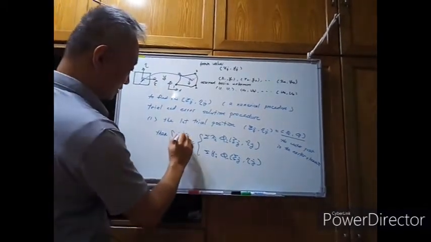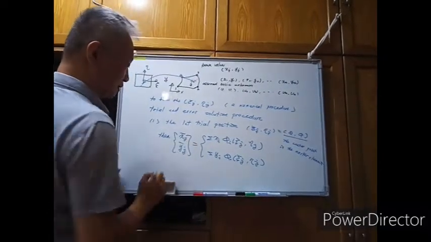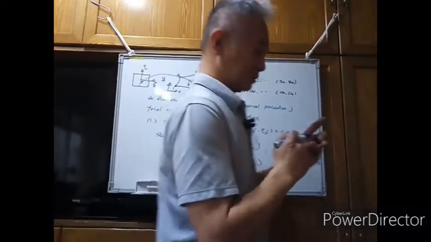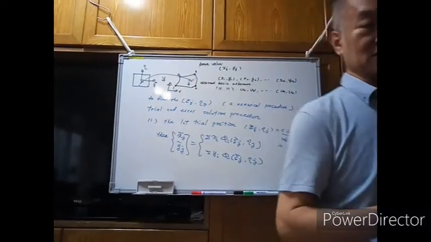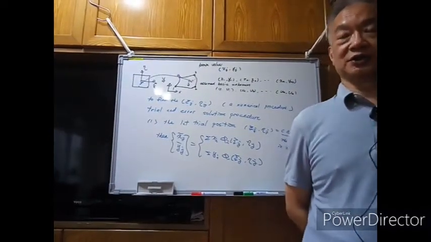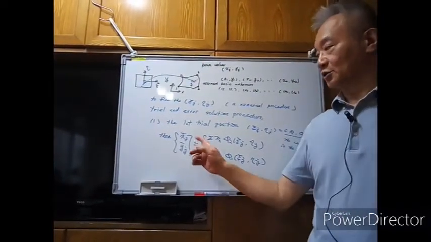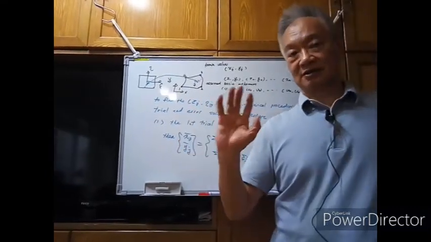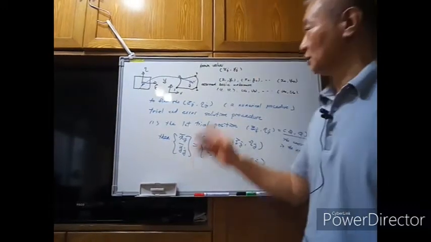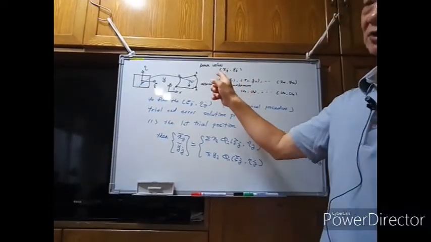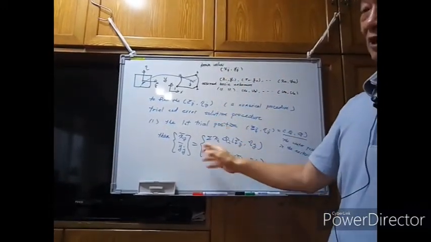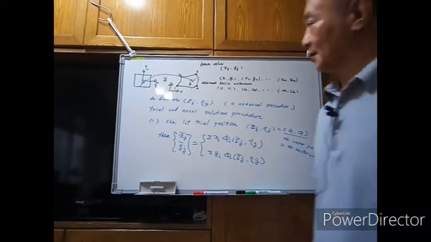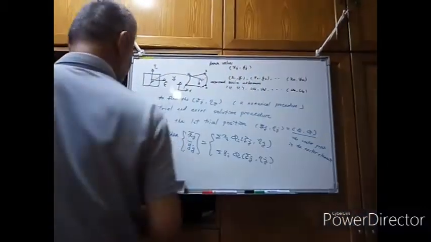So I will add a bar to these two values. The bars mean it is only a trial xj and yj. So usually the xj bar and the yj bar are different from the input xj and yj. Okay, most of the time they are different. Okay, so print the screen.